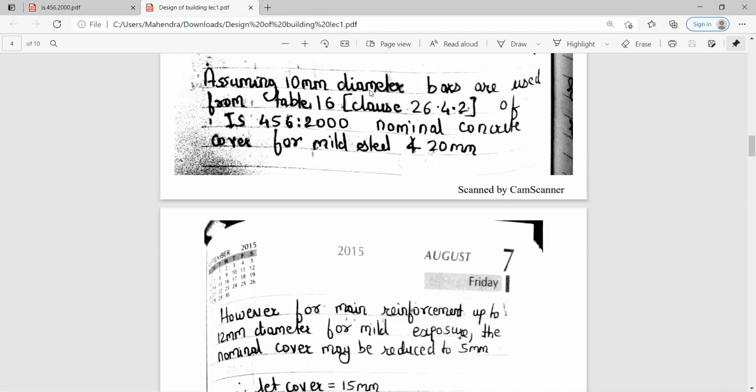So, assuming 10 millimeter diameter bars, that is used from table number 16, clause number 26.4.2. Nominal cover of the mild steel should not be less than 20 mm. That's what I have written over here. And for the main reinforcement, that is up to 12 millimeter diameter, for the mild steel exposure, the nominal cover may be reduced by 5 mm. So note down this. So let's provide the cover of 20 minus 5, that is 15 mm. We are going to provide the cover of 15 mm.